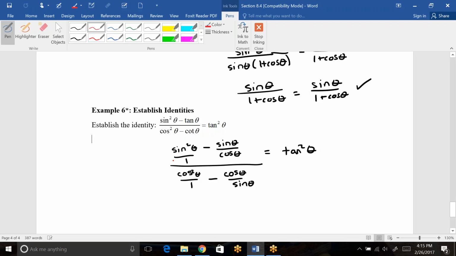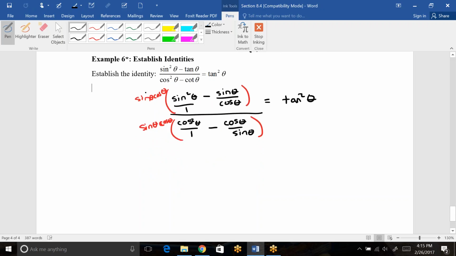Now, if you want to get rid of little fractions within a big fraction, if you can find an LCD for all of them, which is a sine and a cosine, we can clear that out. So I'm going to multiply both top and bottom by a sine theta and a cosine theta. And I don't have to do anything to the other side. First of all, we're not supposed to be, but because I'm doing this to top and bottom of that big fraction.